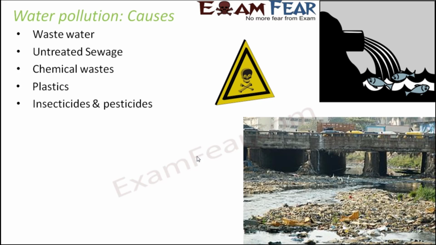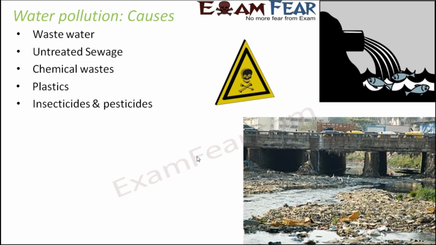Use of insecticides and pesticides. Now, these days we have also seen that just to increase the crop yield, what happens? The farmers use insecticides and pesticides excessively. So insecticides and pesticides are used to kill the insects or pests that might spoil the plant. But when we use these insecticides and pesticides in excess amount, what happens?